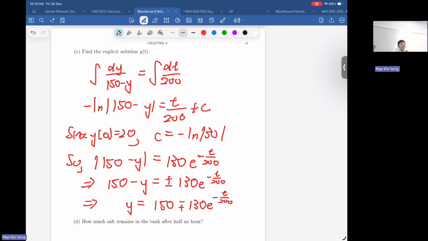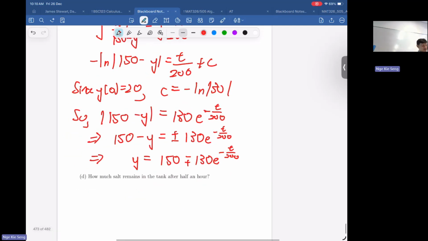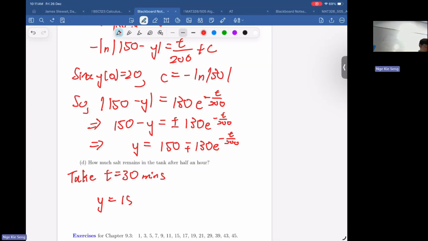Okay, let's try the next question. Let's try first. Let's see how it goes. Okay, next question. How much salt remains in the tank after half an hour? So meaning you take t to be 30 minutes, right? Okay, so if you compute these two solutions, these two solutions are actually positive.